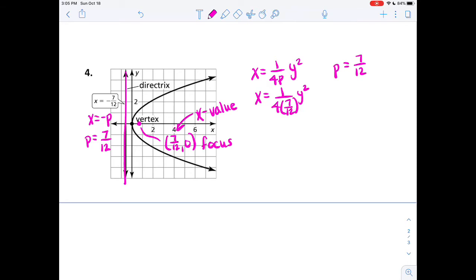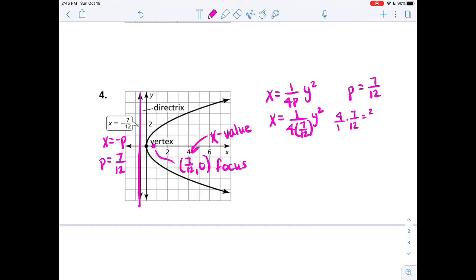If I come over here to the side, I can write 4 as 4 over 1, and then times 7 over 12. And that gives me 28 over 12, which will simplify. Let's see, I can divide both of those by 4, giving me 7 over 3. Okay, that's great. So now I have 1 over 7 over 3 y squared. That's still a little messy. I'm dividing by a fraction.